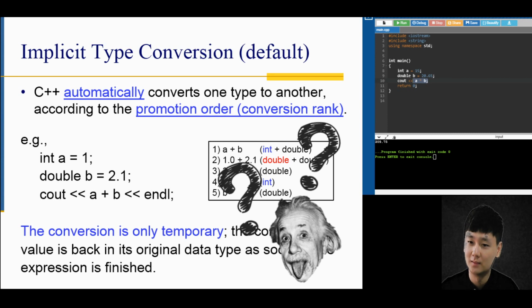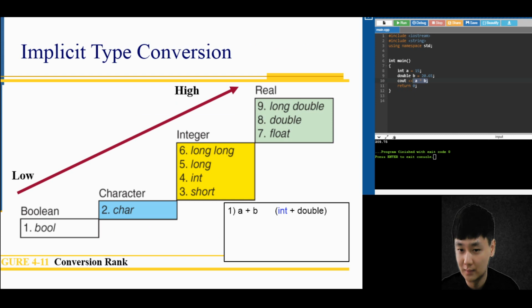The answer is shown here on the screen. It's according to the promotion order, or conversion rank. So what is the conversion rank? Look at this figure. The conversion is done based on the ranking in the figure shown on the screen. Going back to the example just now, we have an integer a and a double b. Integer is rank number 4, meanwhile double b is rank number 8.